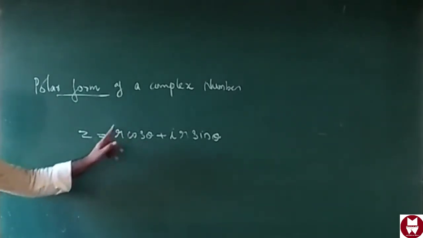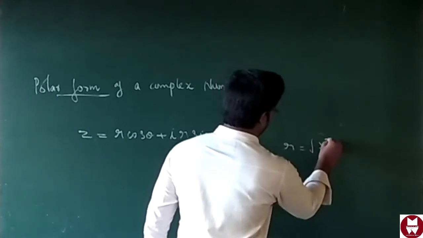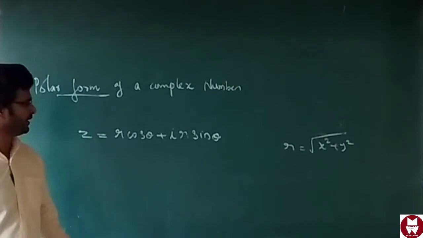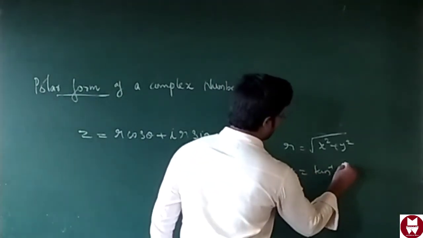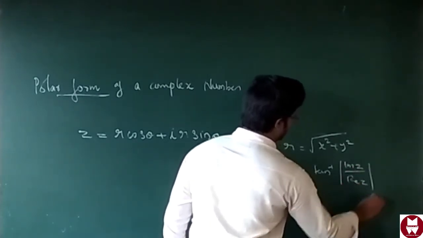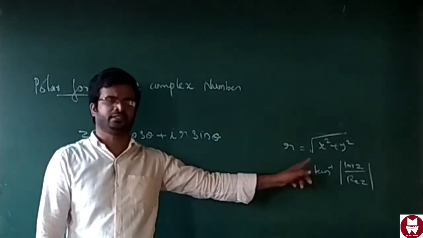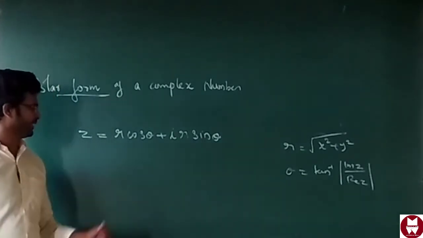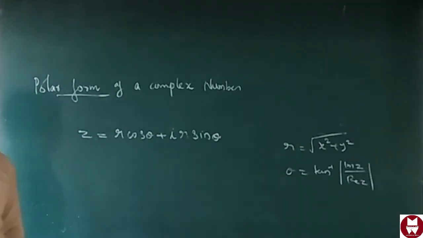We can find the modulus of z, that means r, using the square root of x square plus y square. Directly we can find r. Then theta also, tan inverse of the imaginary part of z divided by the real part of z. Using this formula we can find theta. Then after that you have to check each quadrant. Okay. Then from there we can directly write the polar form of any complex number.